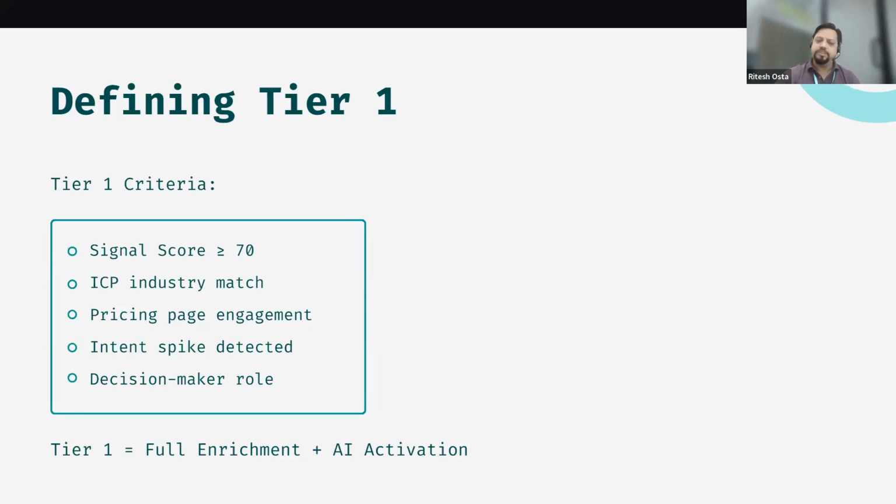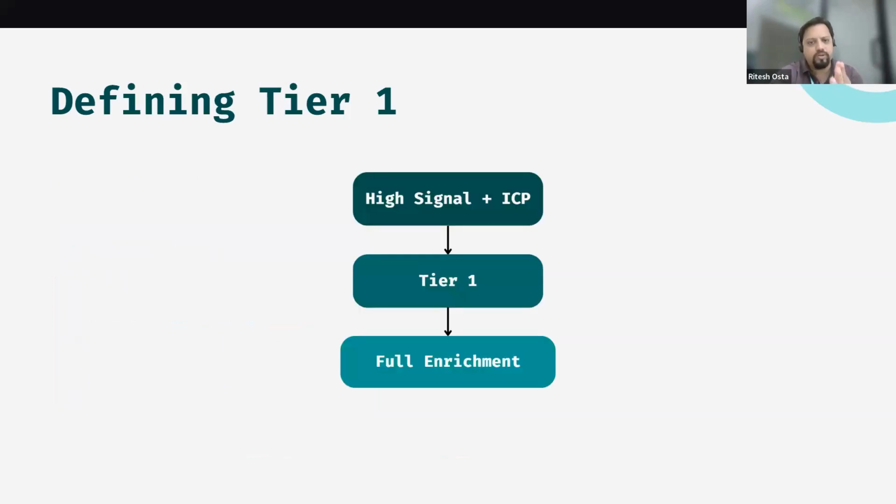So tier one means you can go ahead, as a next step, and do a full enrichment. Find out more about the person, the company, the size of the company, the revenue, the forecast, everything in between. You can use HubSpot credits, you can use other API-based credit systems, whatever you are going to use, you activate the AI and you enrich. That is a very simple way of determining who belongs to the tier. Then the same process follows with tier two. Tier one is high signal, tier one gets full enrichment. Simple.